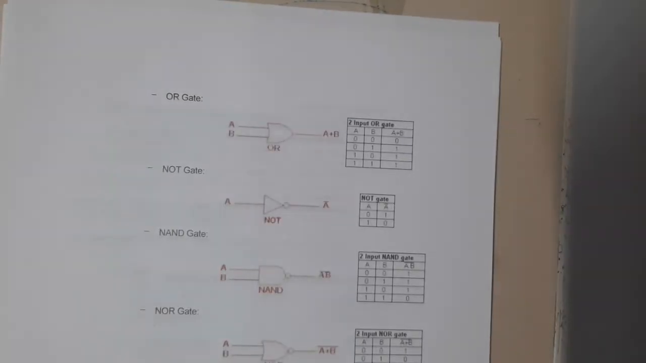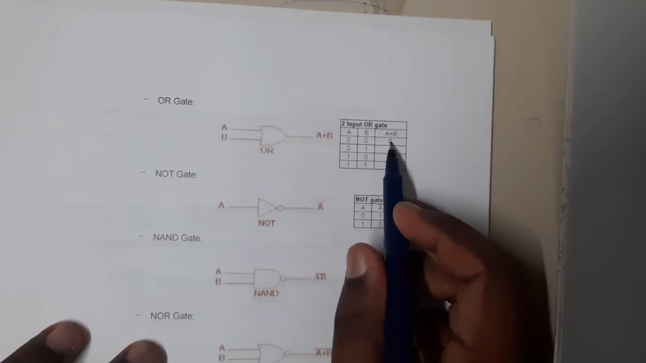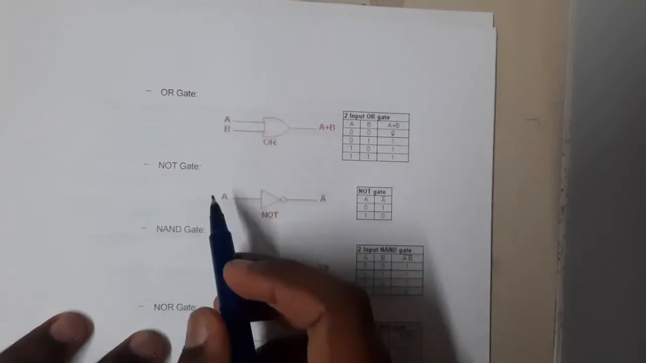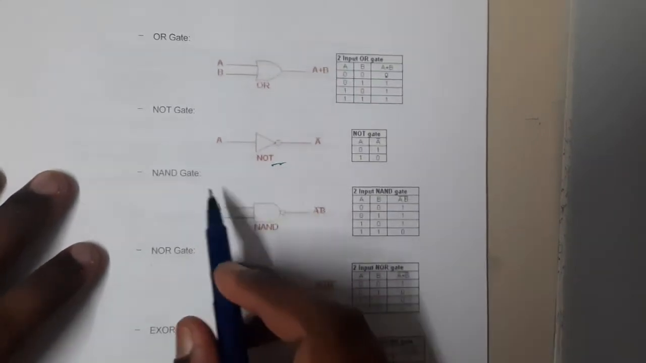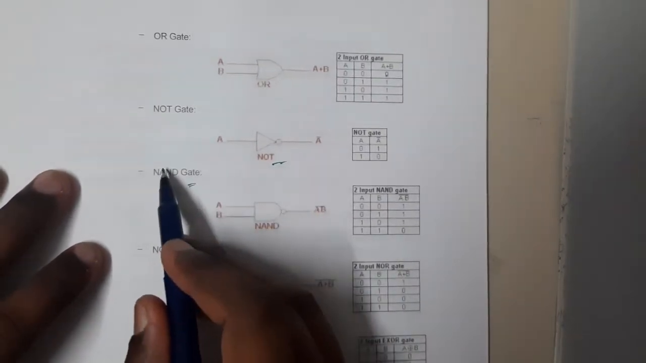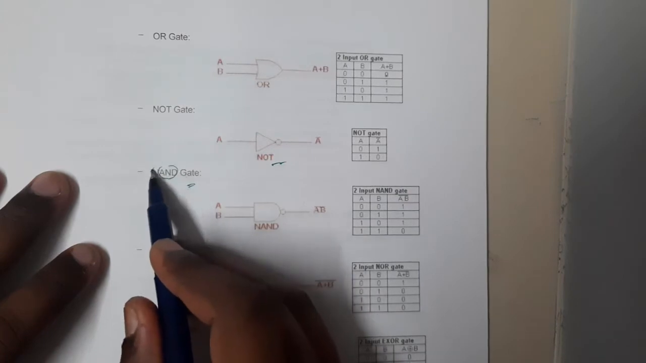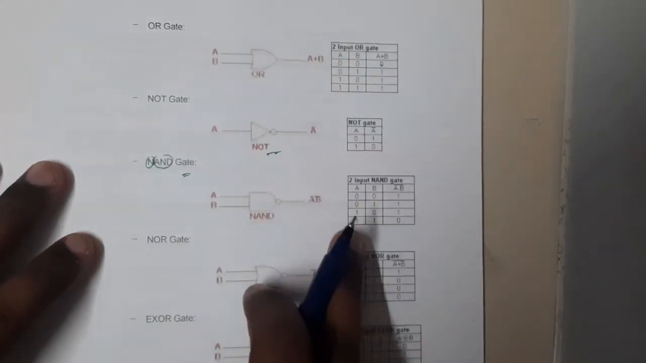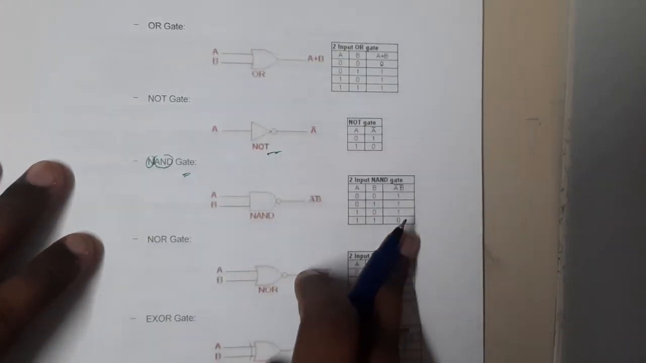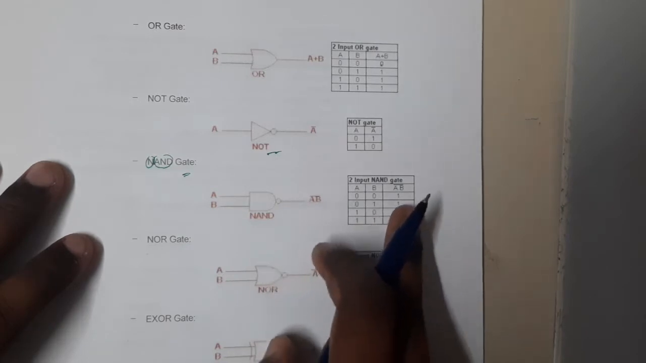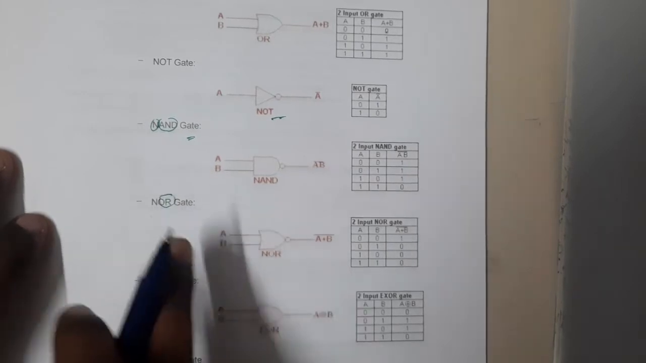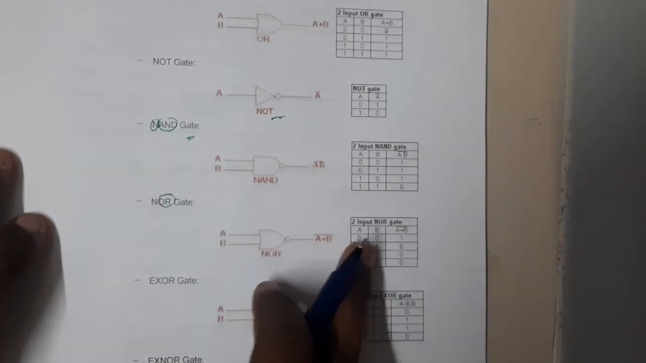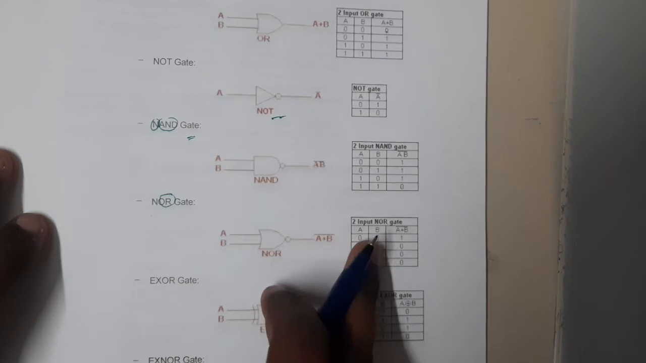Similarly OR. Only for 0 0 you'll be getting 0. In any other situation you'll be getting 1. Similarly NOT is just the opposite: for 0 it gives 1, for 1 it gives 0. Similarly NAND is nothing but AND's opposite. In AND, for 1 1 we got 1, right? Here for 1 1 we get 0 and for the rest it is 1. Similarly NOR is the opposite of OR. Instead of 0 0 giving 0, here for 0 0 we get 1 and for the rest we get 0.